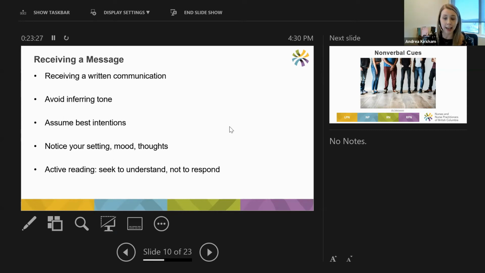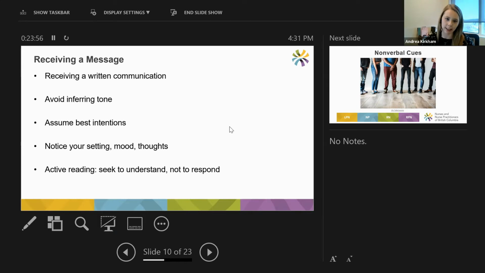And so active reading is one of those ways that you can learn to overcome some of those issues of reading into tone or inferring tone. So you seek to understand, not to respond. So if you're reading through the information and you're seeking to truly understand it, you're going to spend a lot more time actually listening to it in your head and processing the information versus if you're reading through it just to respond.